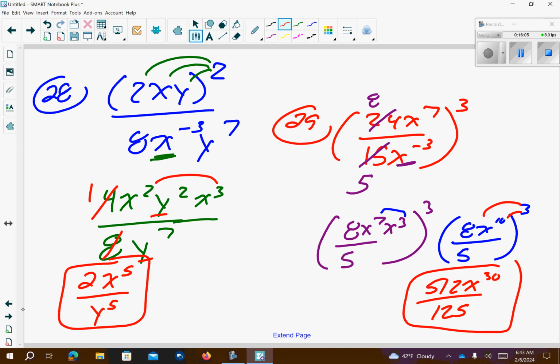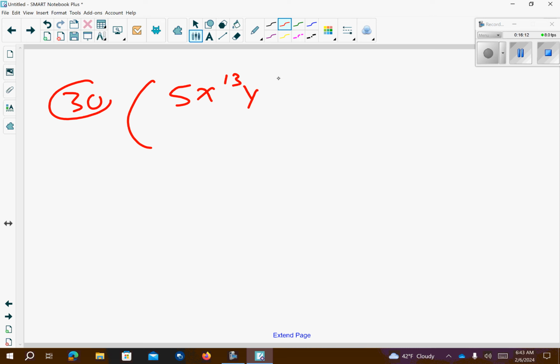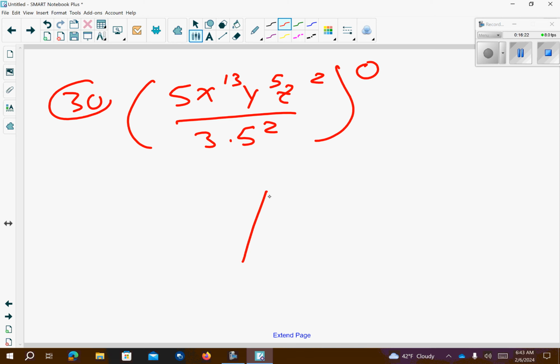And then problem number 30. Do you know what the answer is just by looking at it? We have a whole big grouping of stuff, right? So we could go and multiply and reduce and all those things, but the whole thing's raised to the 0 power, so what's the answer? Yeah, it's 1.